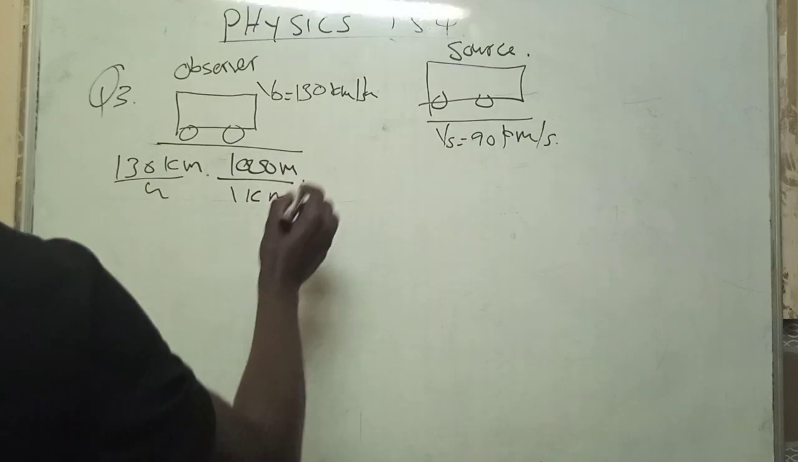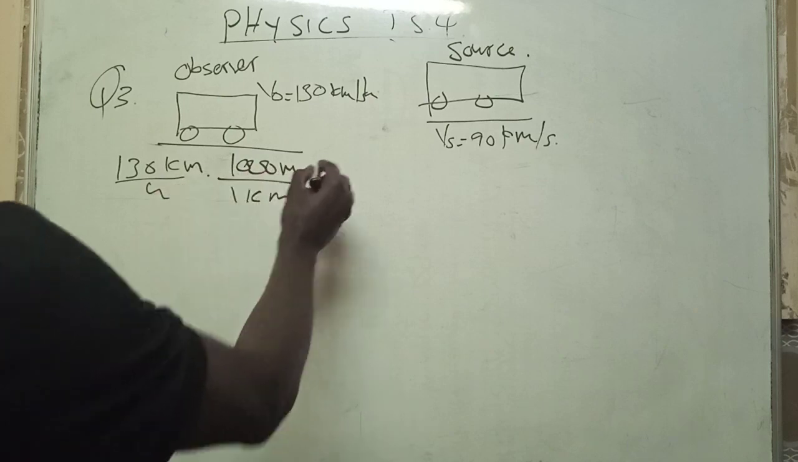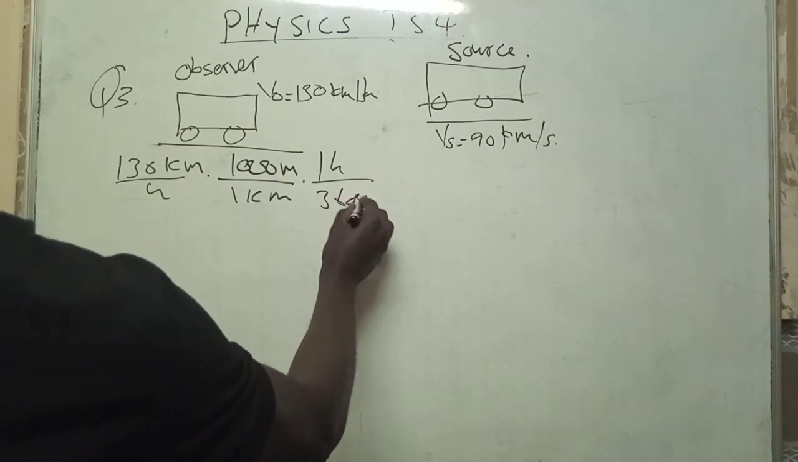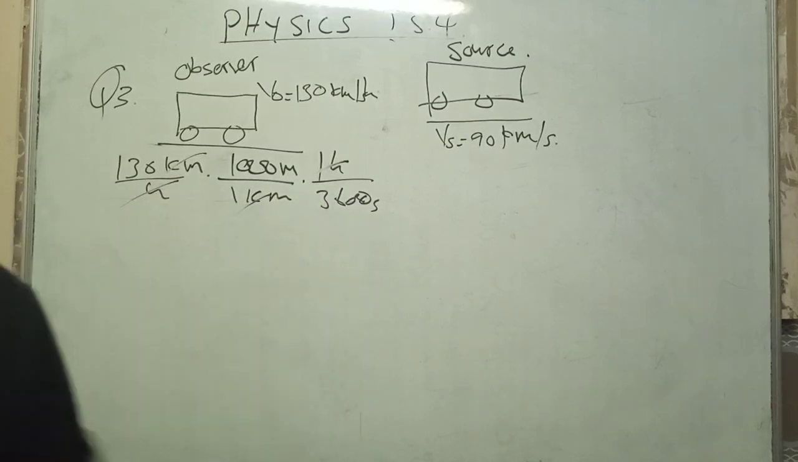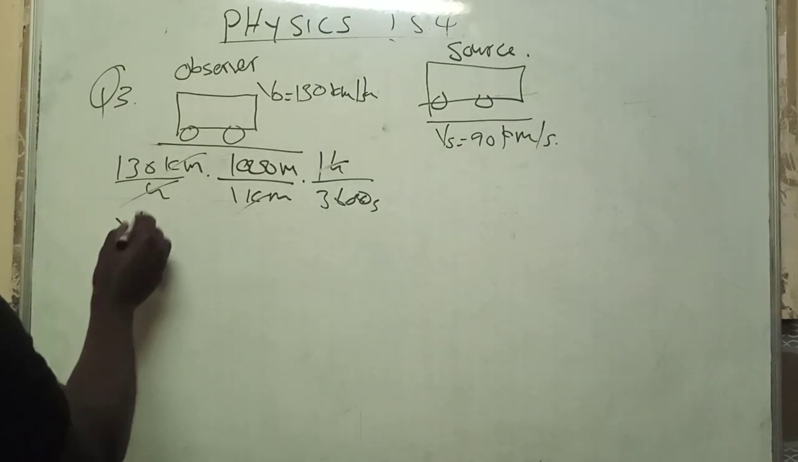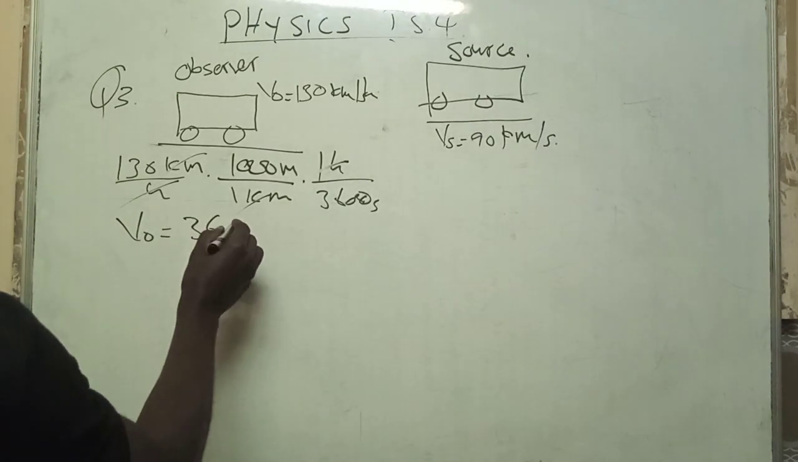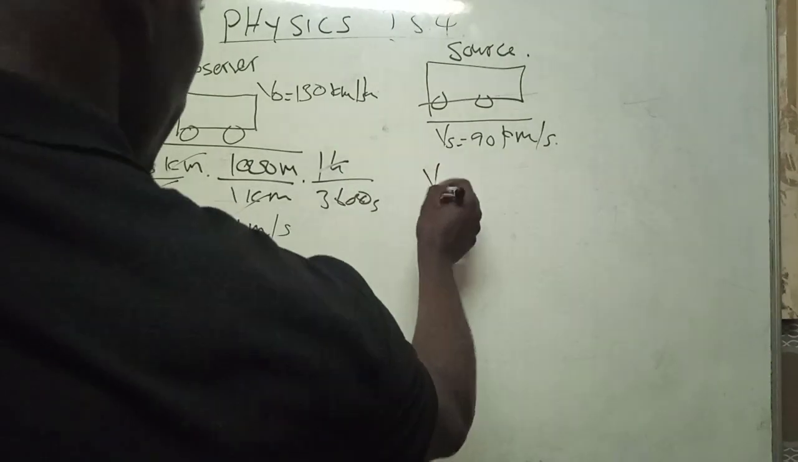Again, how many seconds are in 1 hour? So in 1 hour we are going to find 3,600 seconds. Therefore this guy and that guy can cancel, this guy and that guy can cancel. So do the math there. If you do the math there, we will be able to get our velocity for the observer to be 36.1 meters per second.